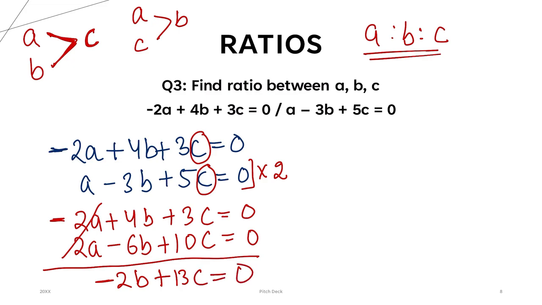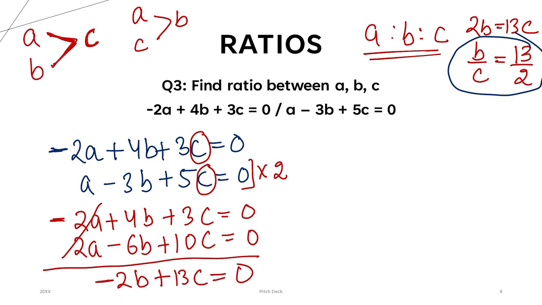So I will write it here. 2B is equal to 13C. B by C is 13 by 2. I hope this is clear. This is the first ratio.